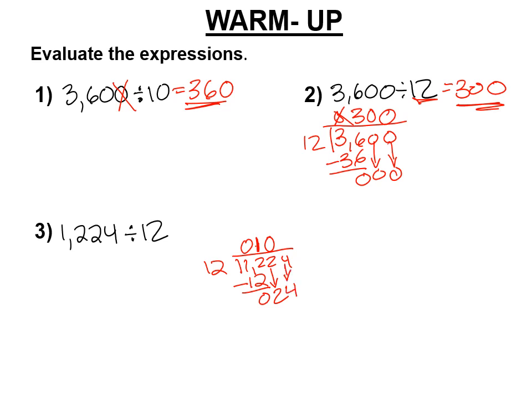Bring down the 4. 12 into 24, 2. There's no need for that 0. And so this answer is 102. Okay? When something goes in 0 times, you need to show it. And neatness counts here.